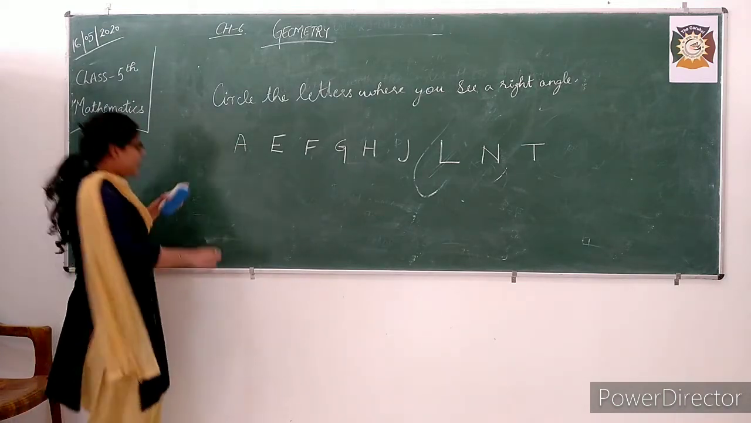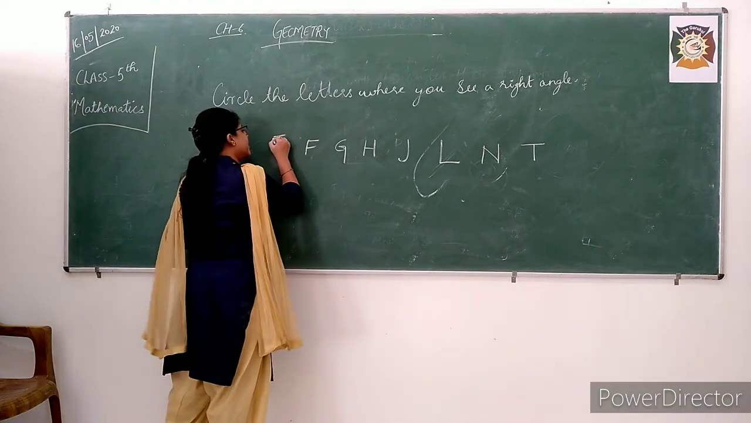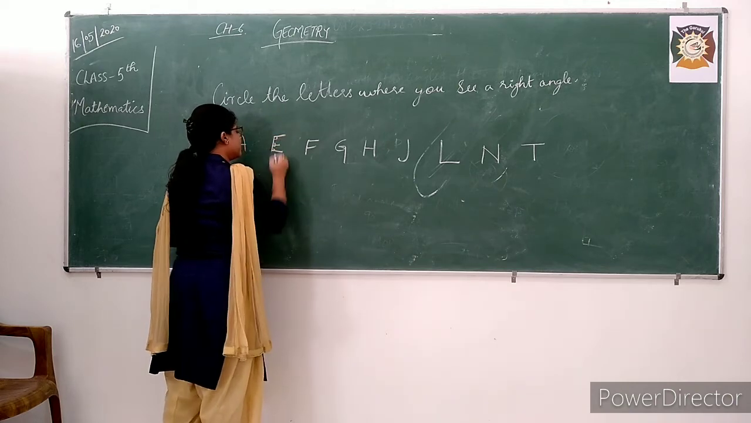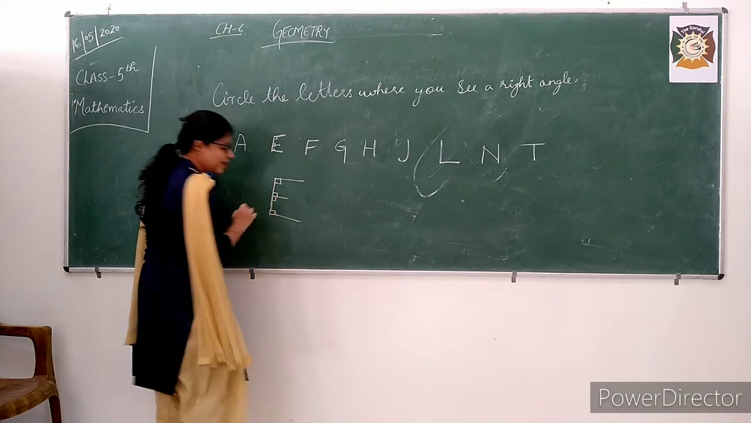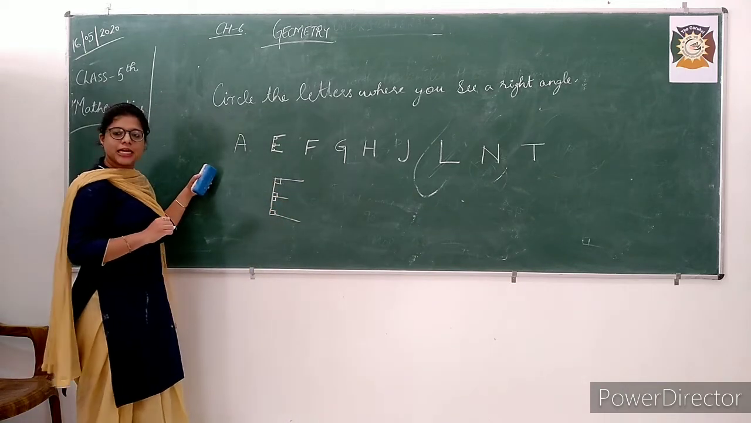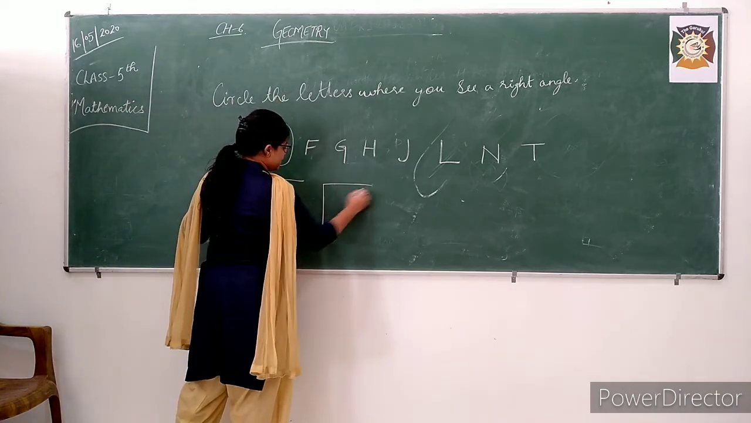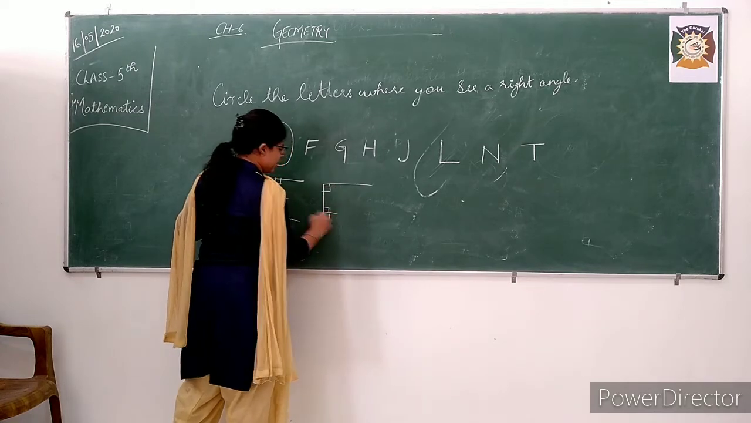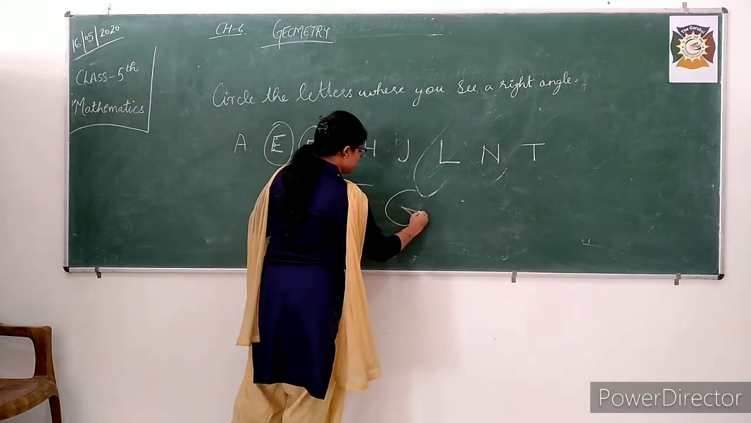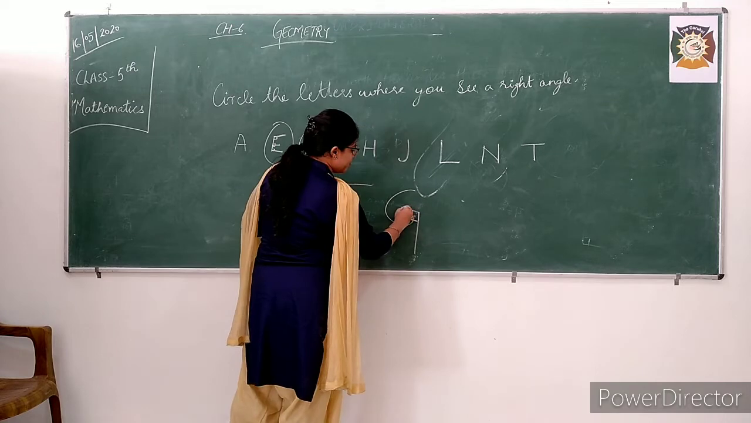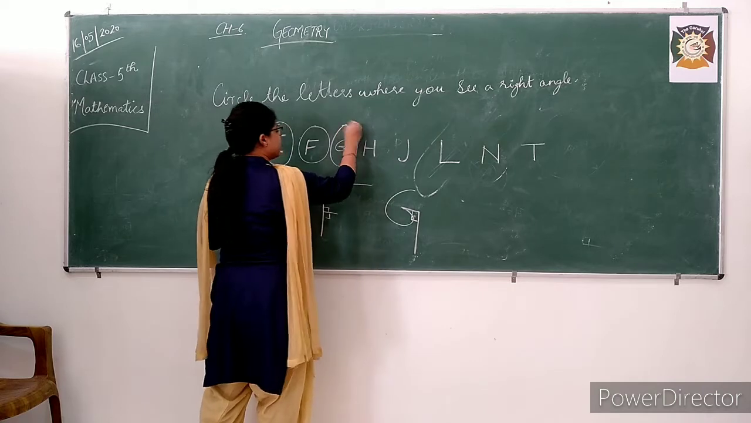In the first letter A, no right angle is being formed. In letter E, you can observe right angles being formed here, here, here and here. Naturally, they are looking like corners of a rectangle. So, yes, they are making right angles, so we will circle this. Next is your letter F. F is again making right angles here, here and here. So, yes, this is again your answer. In letter G, you are getting a right angle with these two arms. Yes or no? Yes, it is forming a right angle.